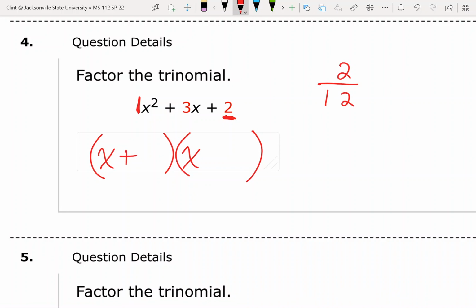So, plus 1, plus 2. That's our answer, but it's a good idea to check and make sure that everything works out right if you multiply it back out. Now, if we do FOIL, we get x squared plus 2x plus x plus 2. So, in the middle, we'll get 3. So, we're in good shape. Okay, that's our answer.